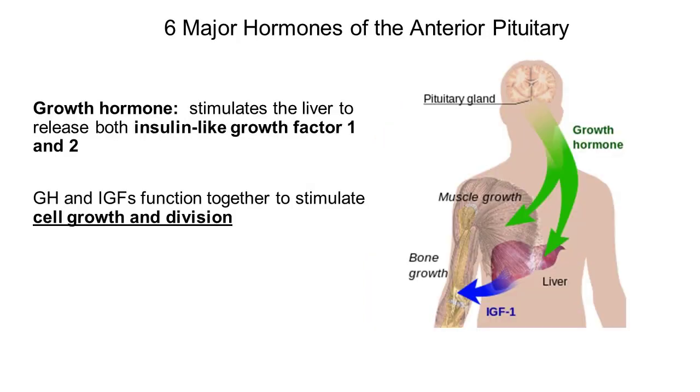Growth hormone. Growth hormone produced by the anterior pituitary is going to stimulate the liver to produce growth factors that, again, are going to influence the growth of your body. Muscular, bone.